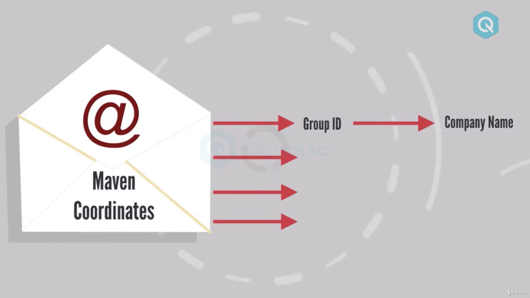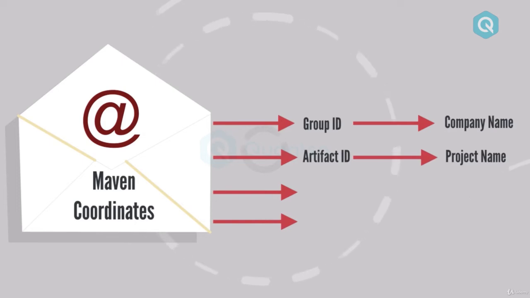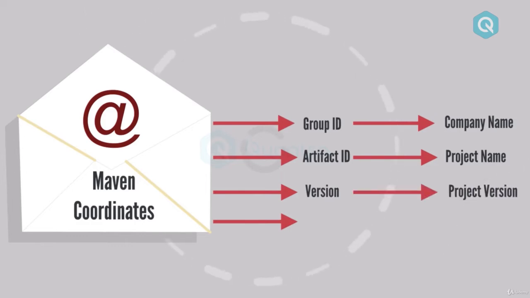Second, artifact ID. The artifact ID is the name of the project itself. A single group can have multiple artifacts. Hence, each one should have a unique name. Third, version. A single artifact can have multiple versions. This part of a Maven coordinate represents the actual version.